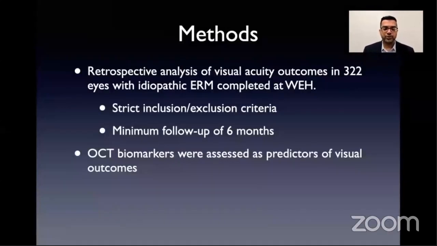So we retrospectively looked at outcomes of 322 eyes undergoing idiopathic epiretinal membrane surgery at Wills Eye Hospital. We had very strict inclusion and exclusion criteria, so any concurrent retinal or macular disease, as well as other conditions such as glaucoma or corneal disease, were excluded, and the minimum follow-up was 6 months. We looked at OCT biomarkers in particular to assess if they could predict visual outcomes post-surgery.